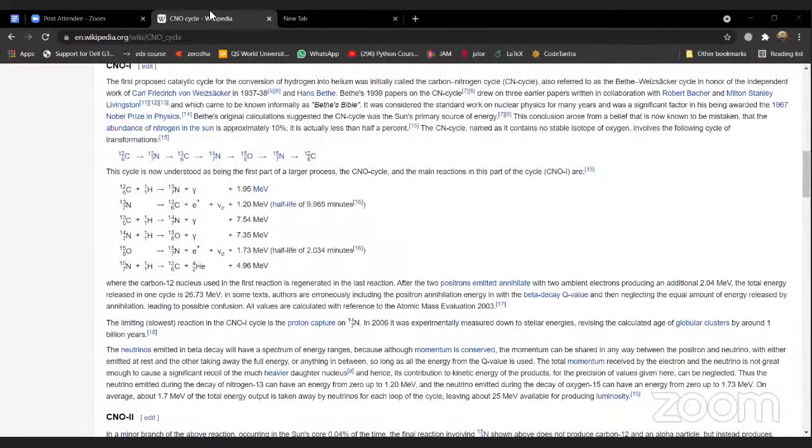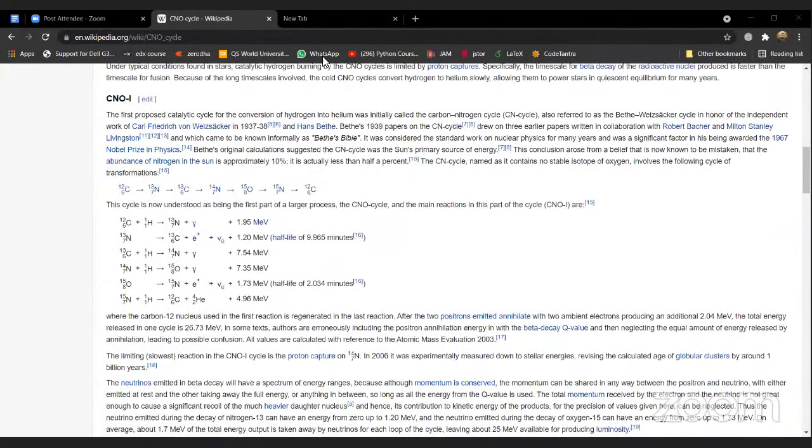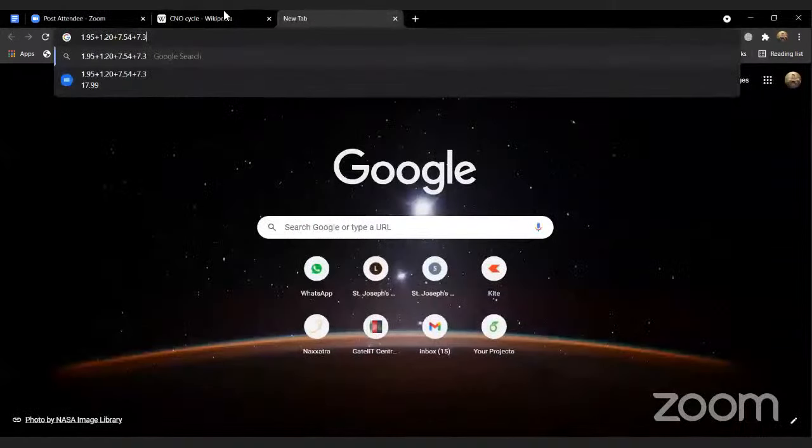Okay, I have one question, guys. In all the CNO cycles, was the energy output the same, or can you tell which cycle had the most energy output? How about someone shares the screen and the Wikipedia page? We can calculate the energy output in each cycle. Yeah, Sagar, just share the screen.